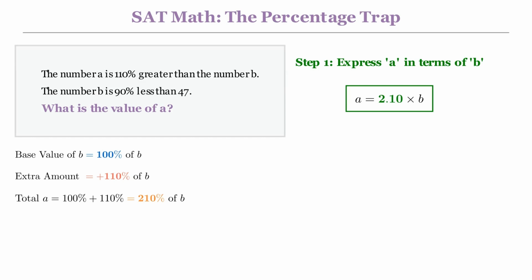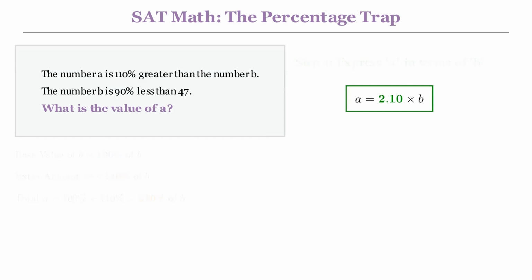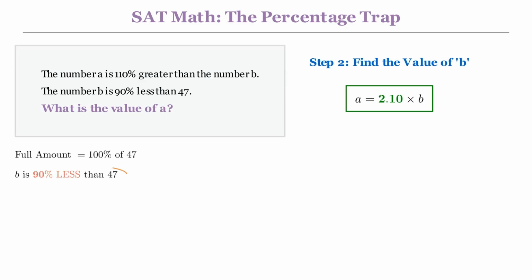The second relationship tells us that B is 90% less than 47. This is another conceptual hurdle designed to make you make mistakes or slip up. So stop and think for a second. 47 is the whole amount, so that is 100%. Now if B is 90% less than 100%, what percentage is left? Exactly, 10%. So B must be exactly 10% of 47.